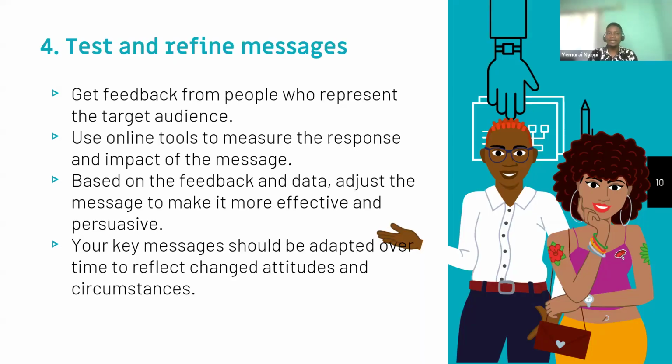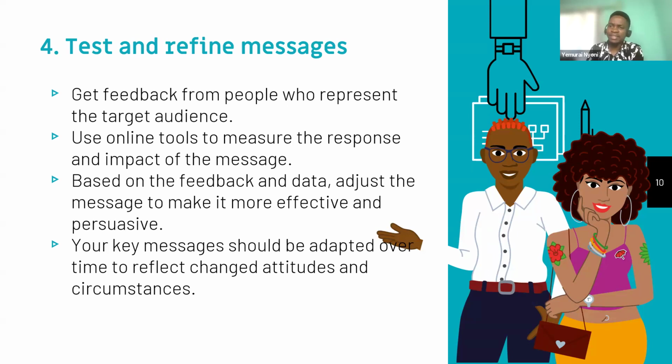Then we need to test and refine messages. So I spoke to you about reaching out to people from the target audience and inviting them to respond. And you can use online tools to measure the response and the impact of the message. So there are lots of online tools, especially around social media, impressions tracking, and so forth. It can help you see the sentiment. The sentiment, as in, is it a positive sentiment? Is it a negative sentiment? Which population groups are engaging the most? And it helps if you can track, because then you can adjust the messages.